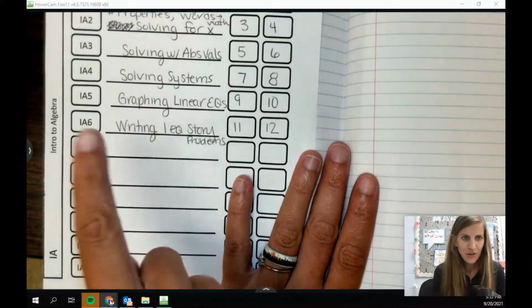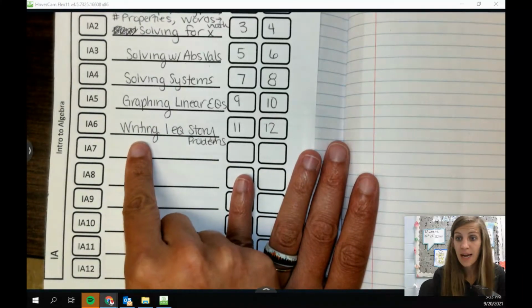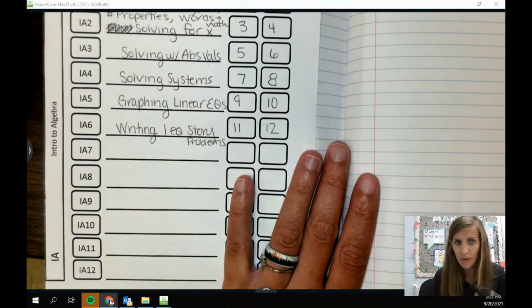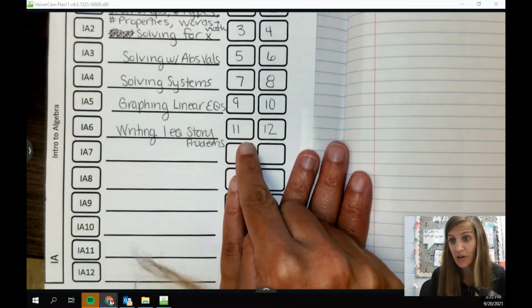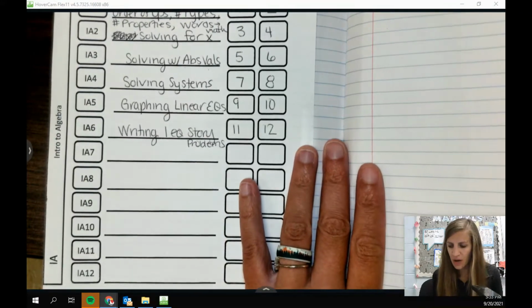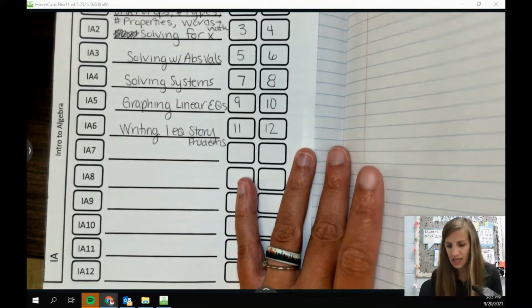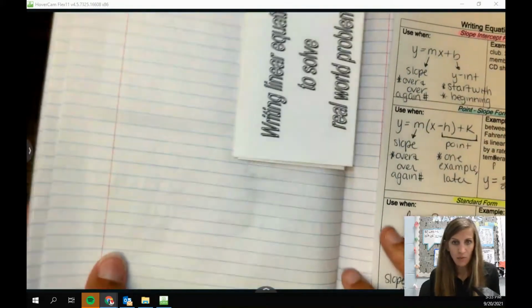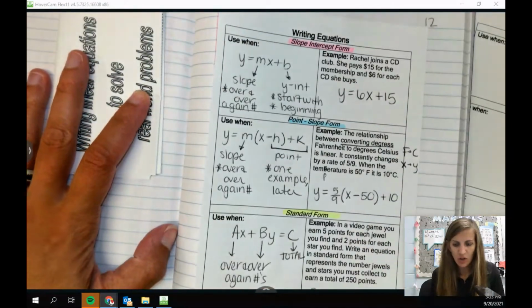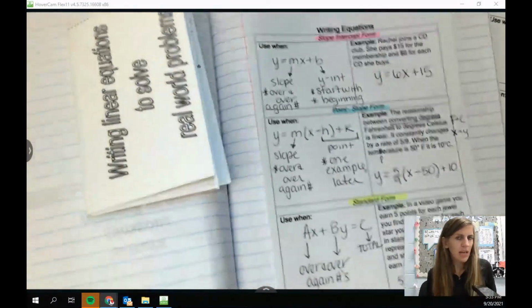All right, guys, adding to our notebooks today, we're going to talk about writing linear equations or one equation story problems. We're doing that on page 11 and 12 in our notebook. Looking at those pages, we should have this cute little book, and then we should have this one on page 12. These ones are all filled out, so I'm going to go through it with you one more time.